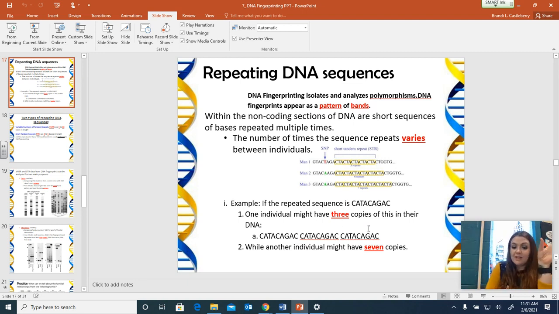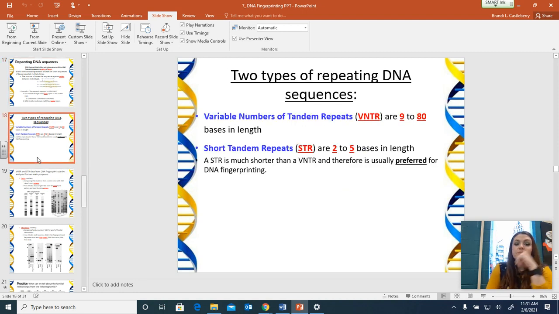One individual might have that same thing repeated 3 times, like this one, repeated 3 times, whereas another individual might have it repeated 7 times, making them have a different DNA sequence than you.